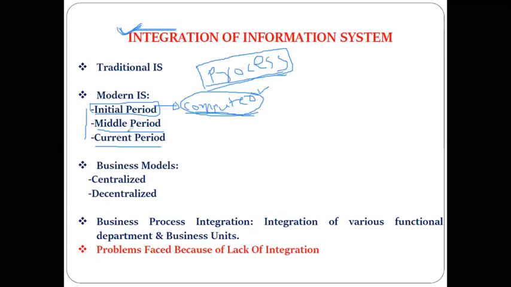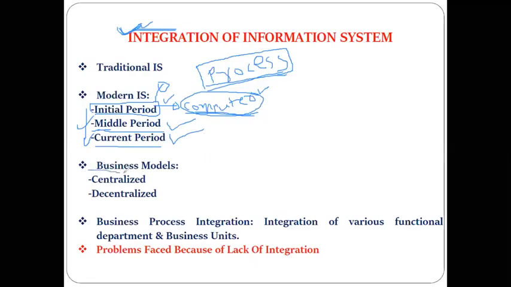Understood. And this integration actually comes into the picture when such resources became available during the middle period and the current period. The kind of capable software and hardware we require for implementing information systems with integration capability were not available during the initial period. The internet facility, network facility, and capable information systems were not available. Computerized information systems were there, but they lacked integration capability. Integration capability started during the middle period, and nowadays all information systems have the capability of integration.